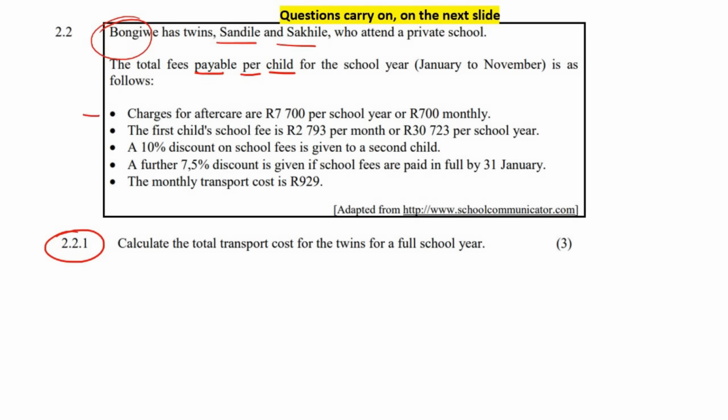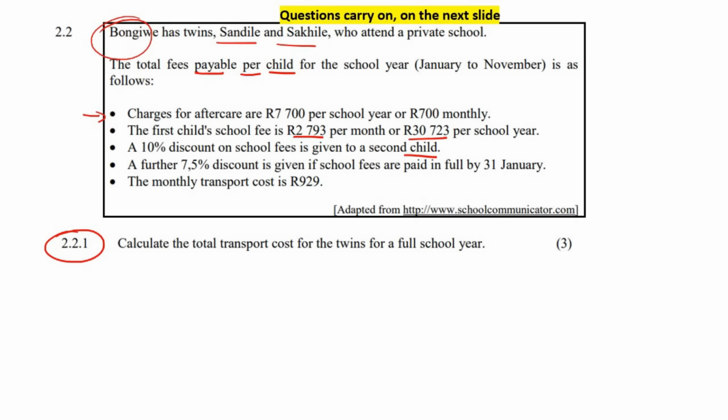Okay, so to go to aftercare, it's either going to be 7,700 Rand for the year or 700 Rand per month. The first child's school fee is this or that if you do it per year, and then a 10% discount will be given to a second child, okay? And then a further 7.5% is given if school fees are paid in full by 31 January. And then the monthly transport cost is 929, but that's going to be per child.